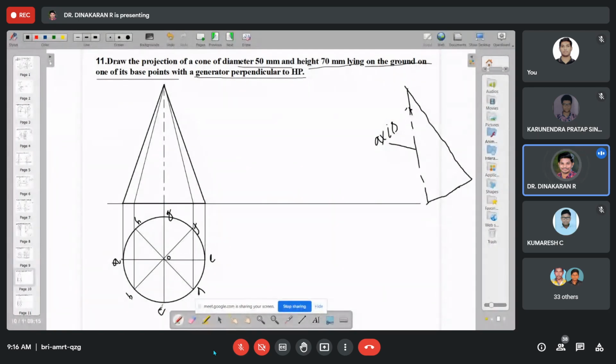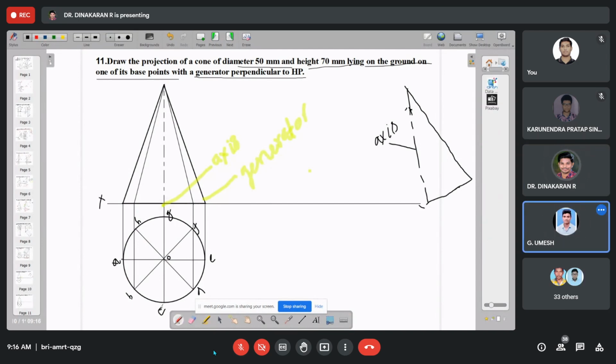So here the height of 70 mm is given. I want to take 70 mm from this axis line or this generator. This is the axis, this is the generator. I want to take the height of 70 mm from the base. Where do I want to take it from, the reference axis line or the generator line? Sir, axis line. Yes, we need to take it from the axis line only, because the generator is connected slantly.